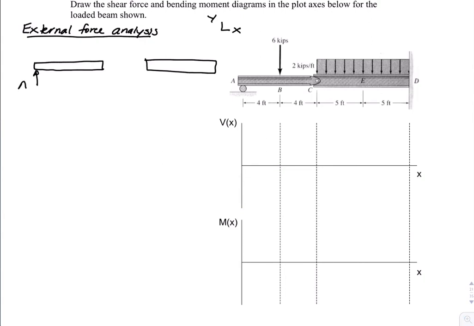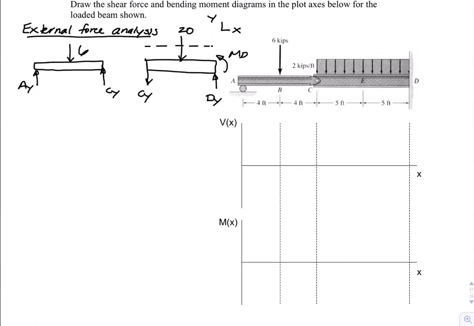I'm going to have AY as being my reaction force there at A. There's a pin joint there at C, so there's a single force there. And then, of course, there's the applied 6 kip force there at B. From Newton's second law, we know we have an equal and opposite force there at C. We have a reaction force at the wall there of DY, bending couple there of MD, and since we have this constant line load there, we're going to have the 20 kip force there at the midpoint between C and D.